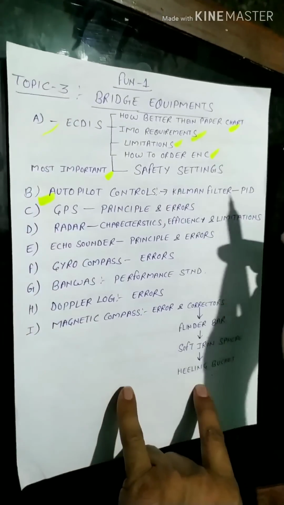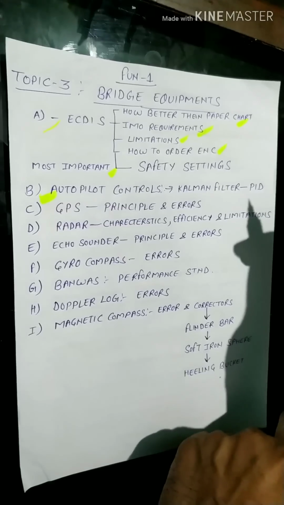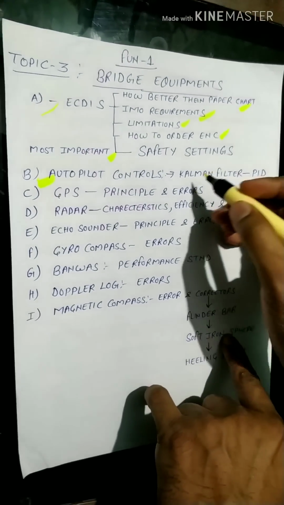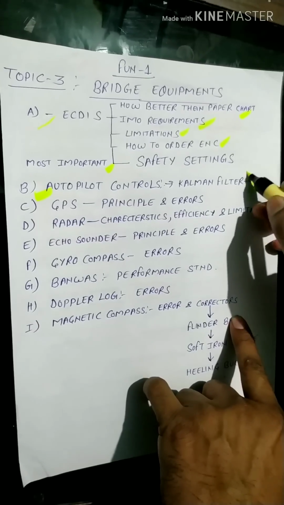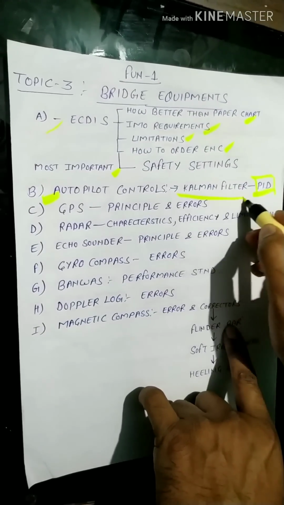Next one is the autopilot controls. In autopilot control you have to study, along with controls, you have to know regarding PID system. Kalman filter also you have to study.